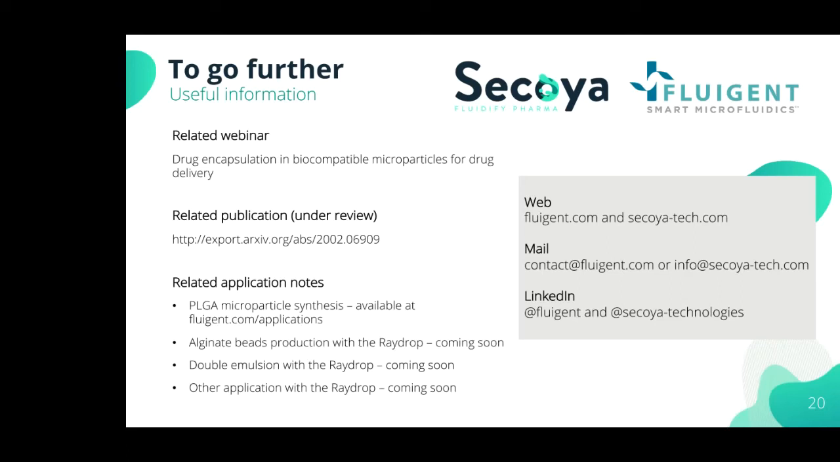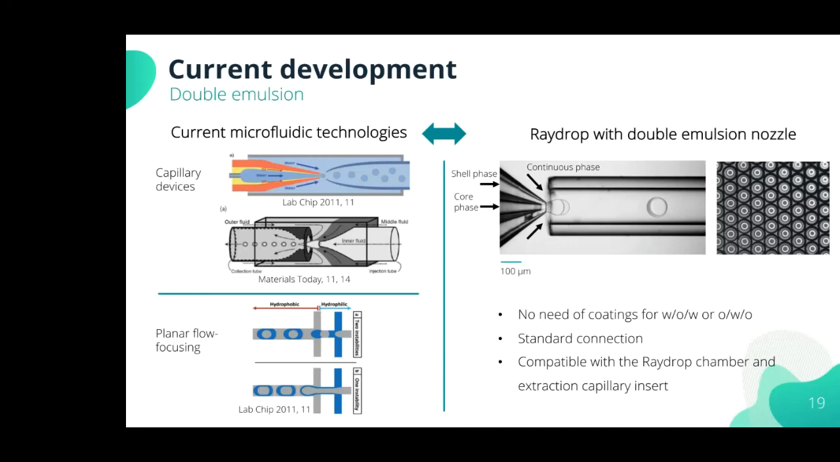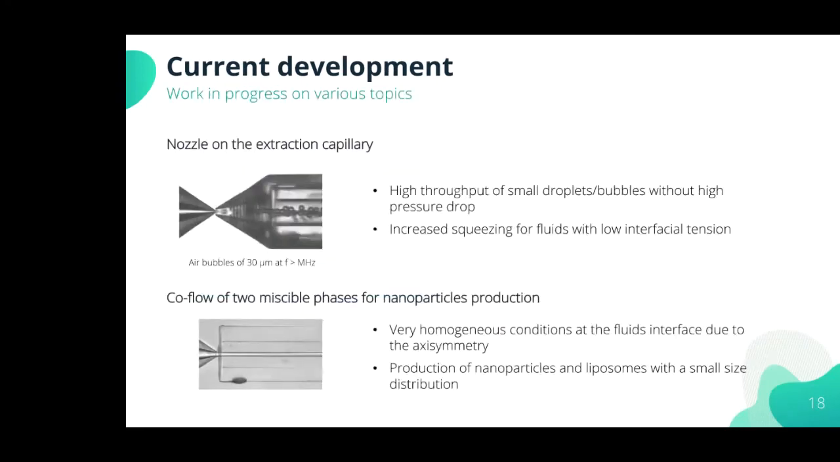How low can the size of the droplets and double emulsions be brought down using this technology? Okay, as I showed you on this slide, we can reduce the size of the droplets by using two nozzles, one nozzle to inject the droplet phase and one nozzle to collect the droplets on the extraction capillary. Doing that, we increase the shear stress on the droplet phase, and we can decrease the size of the droplets. We reach 10 microns using this system. So I would say that the limit is 10 microns for the moment, using this kind of system with two nozzles.